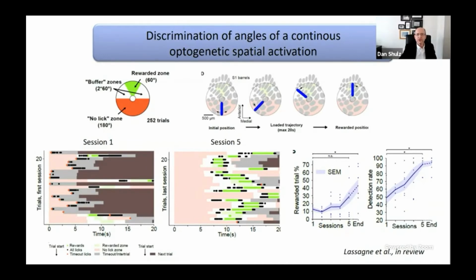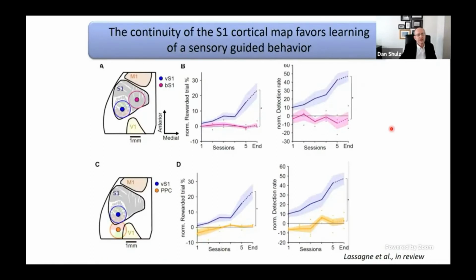The next question we asked was if there is something special about the barrel cortex in this task. So we wanted to know if the spatial organization of the barrel cortex was key in this sensory guided learning. And we tested 2 more areas. One belonged to the primary somatosensory cortex, but it was in the representation of the trunk, the limbs and the snout, but not of the whiskers. And the second area was the posterior parietal cortex, which is a non-tactile area with no strong topography.